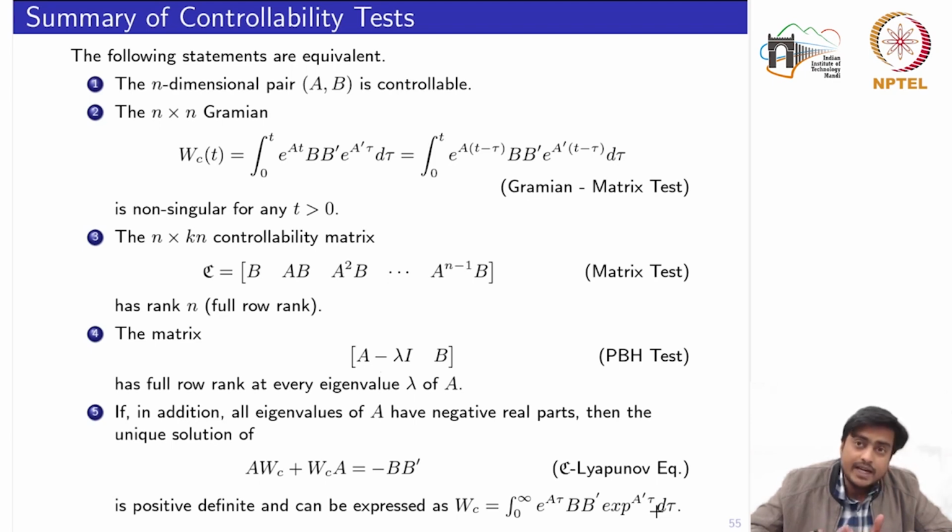Now we have some additional results which establish the invariance and the decompositions of the controllability, because so far what we had seen is that if this rank condition is satisfied, then the system is controllable. Now we also need to answer that if the rank condition is not satisfied, then under what circumstances we can still say that our system is controllable.